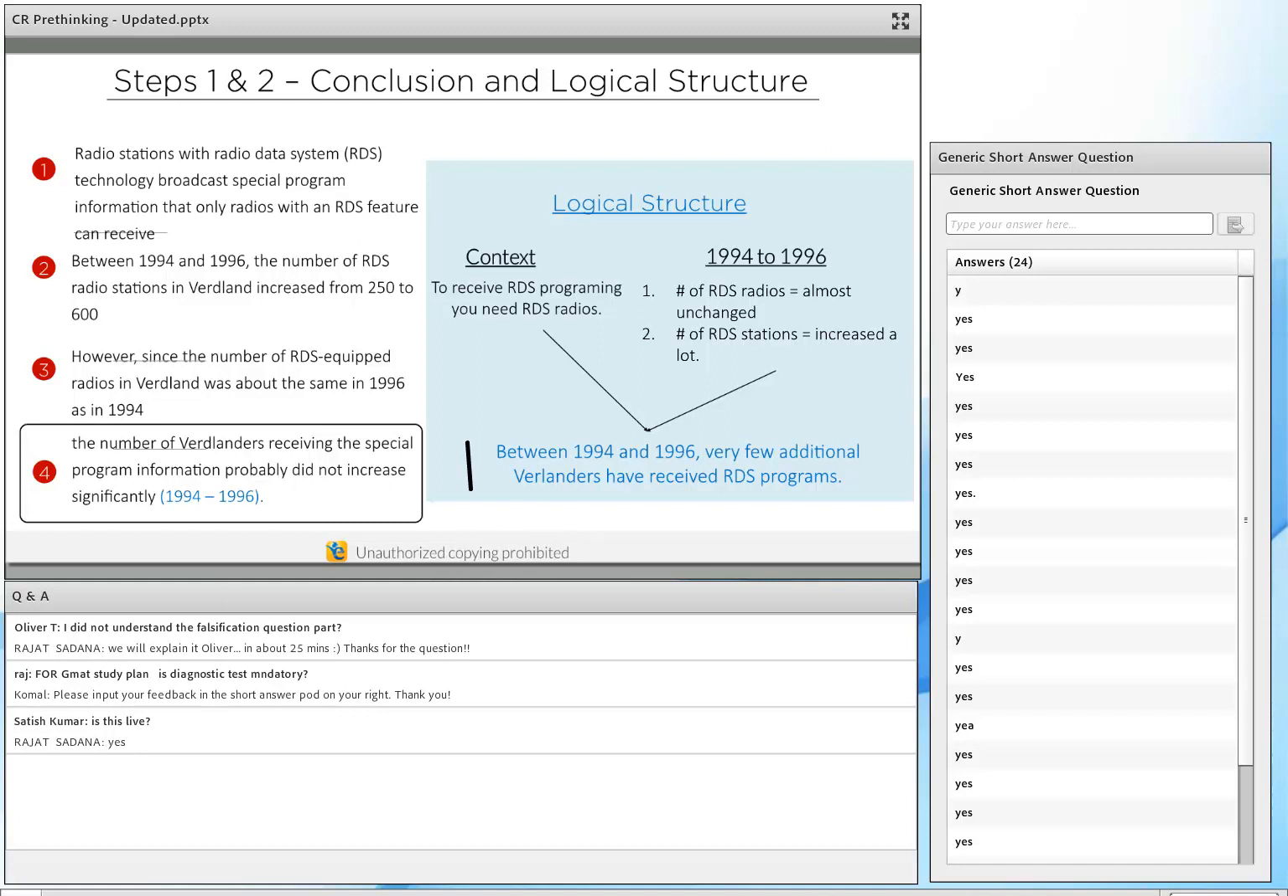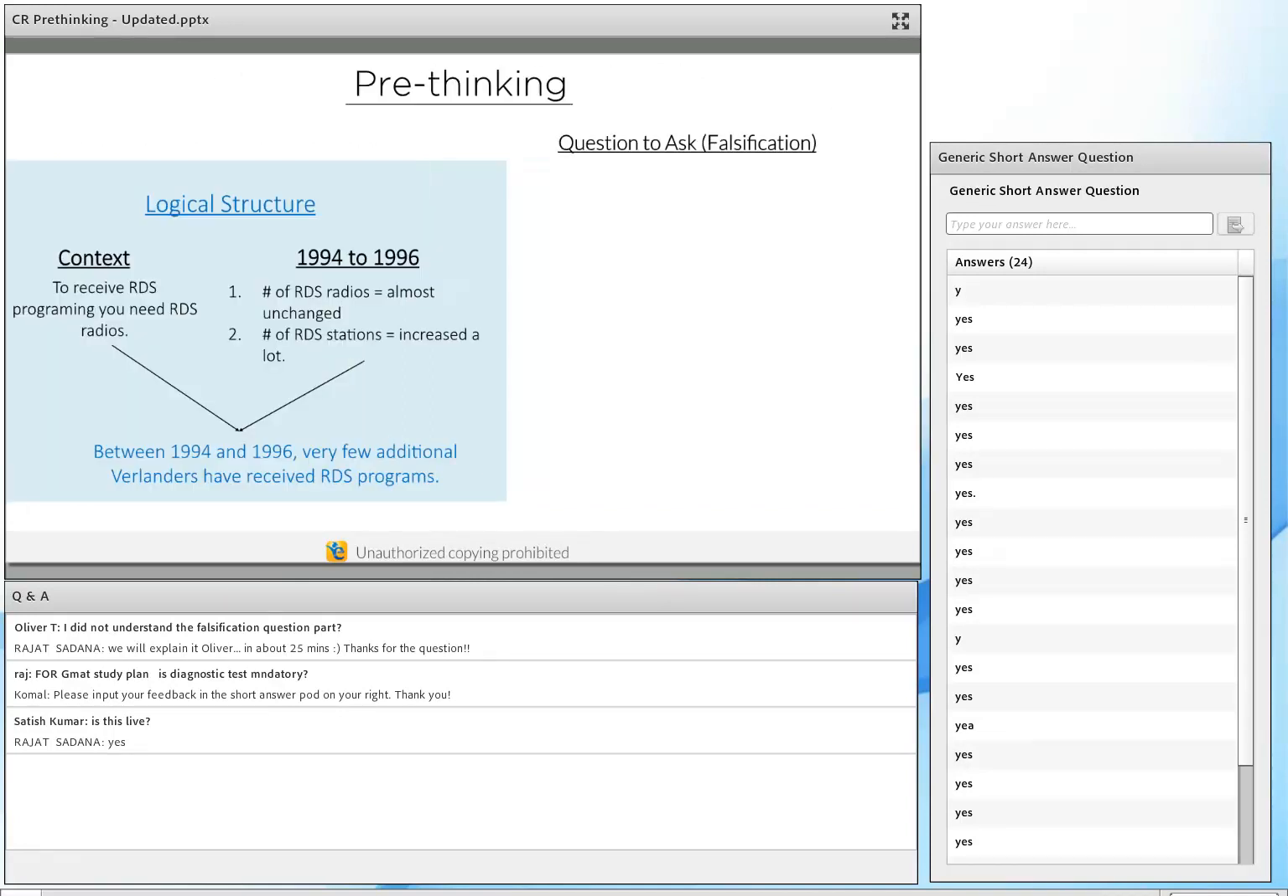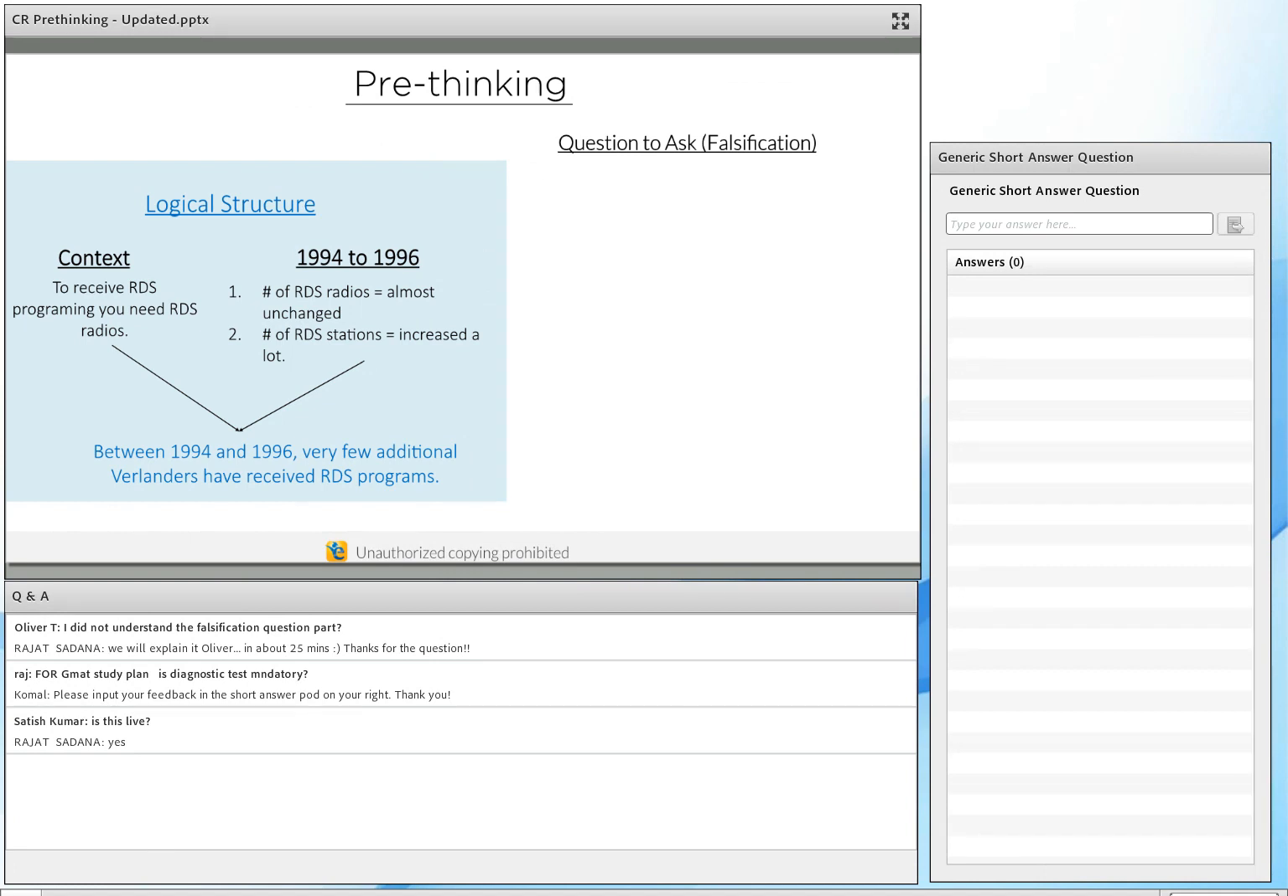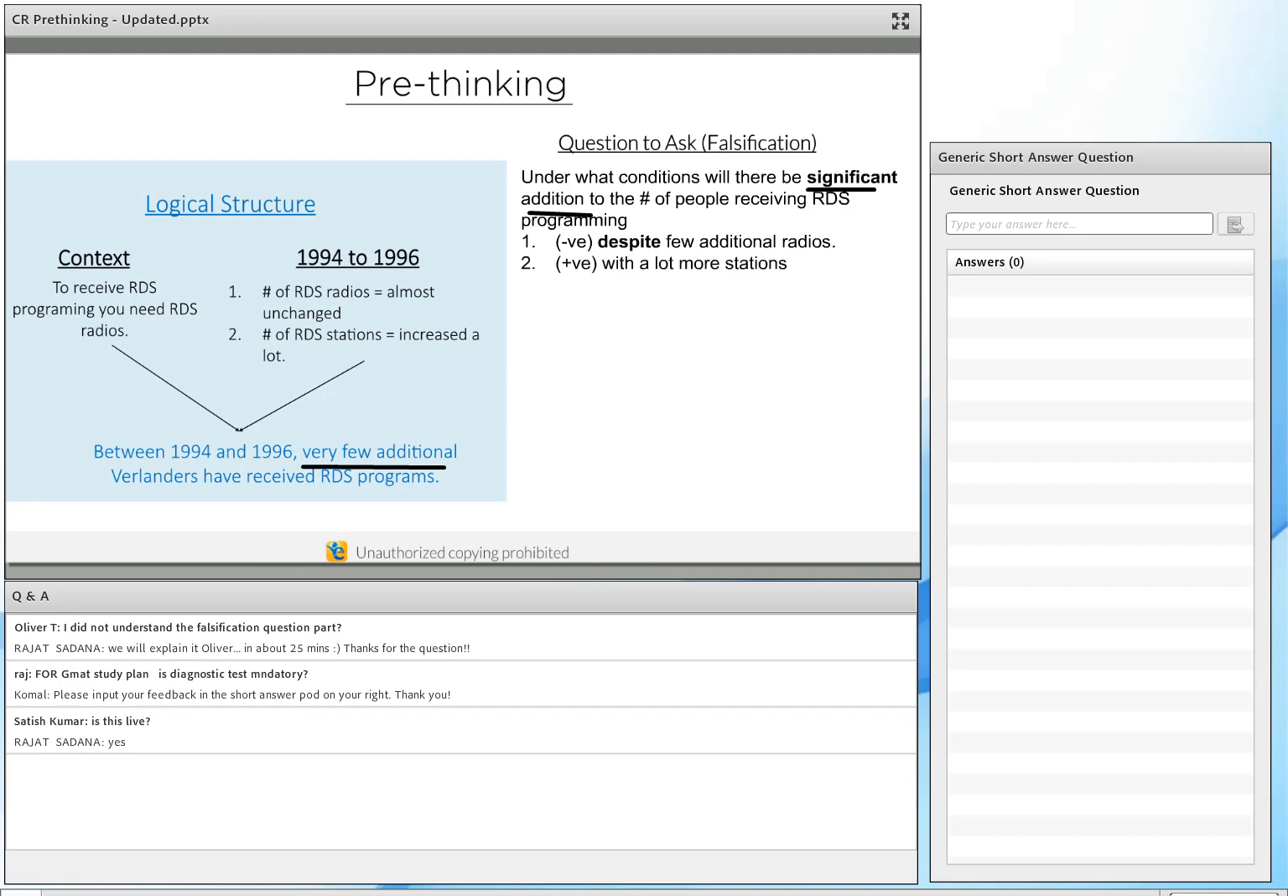All right. Now, let's go and ask our falsification question. Our falsification question is going to be, under what conditions will there be a significant addition? Remember the word significant addition. We are trying to falsify very few additional Verlanders. So we're going to change that to a significant addition to the number of people receiving special programming, given that the number of radios remains the same and we have a lot more transmitting stations.